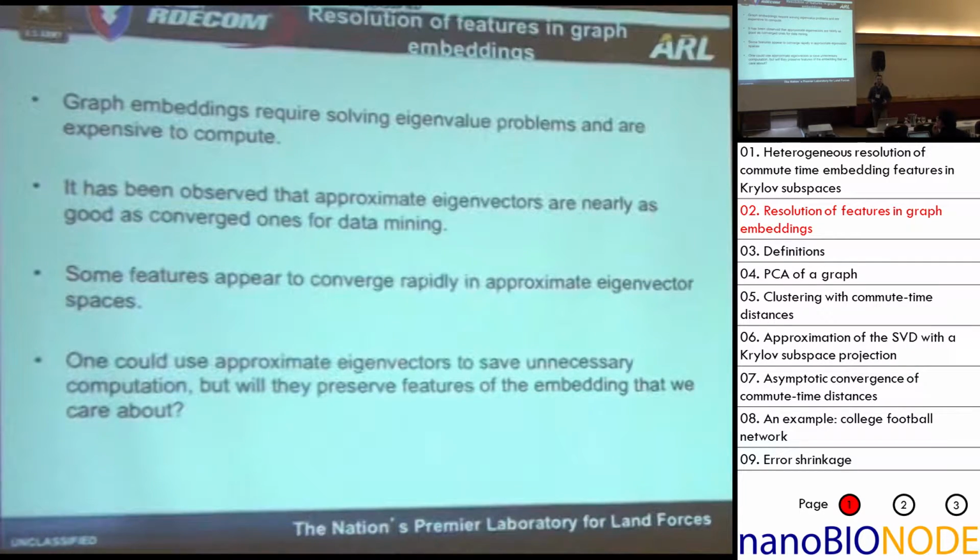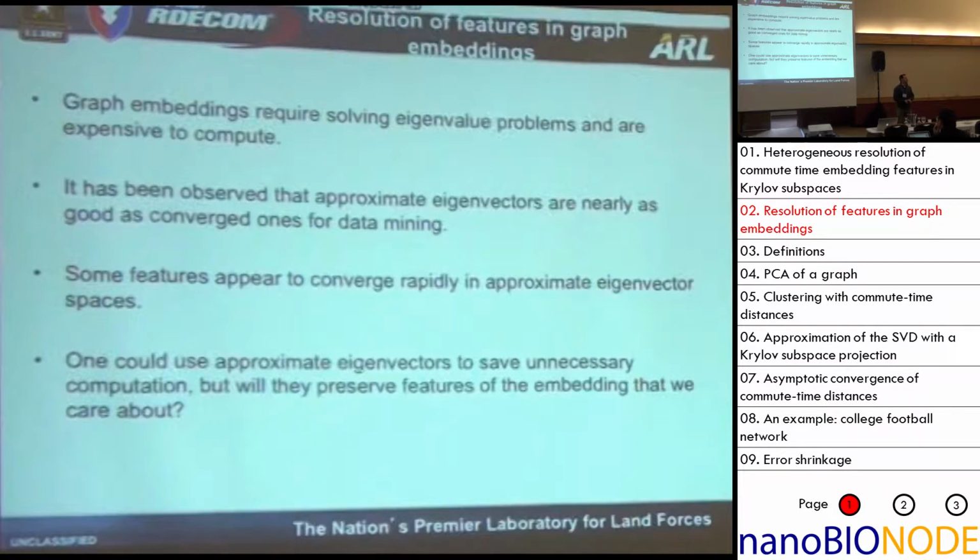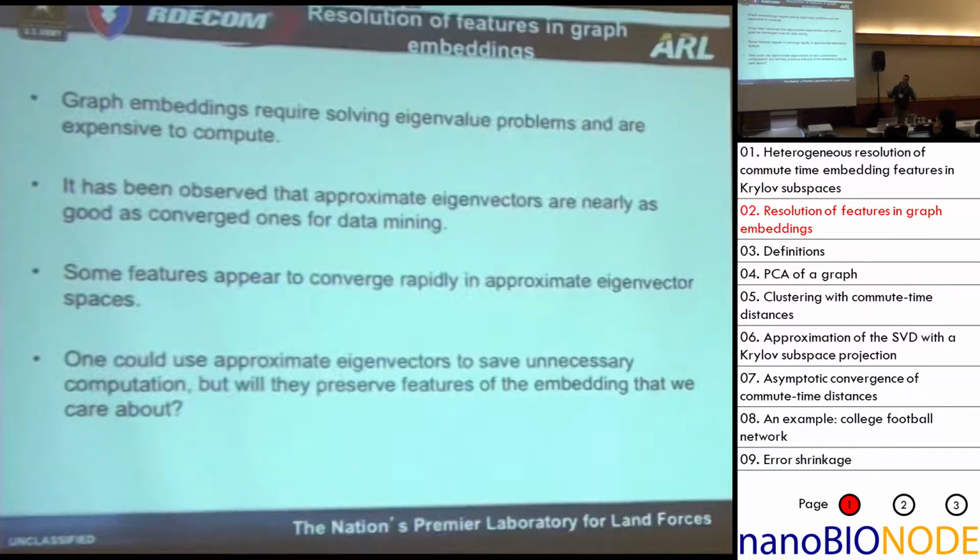One of the things that graph mining people have done is they've taken the residual knob on their eigensolver and turned it up, way higher than you would typically do. We're not talking about machine precision, square root of machine precision. We're talking about much more relaxed residual tolerances. And when they do that, they found, well, we get data mining results which are pretty good. So we can get some compute time savings by relaxing our residual tolerances.